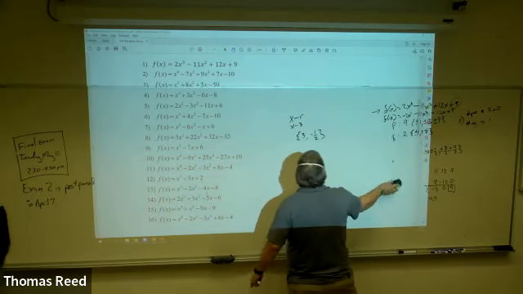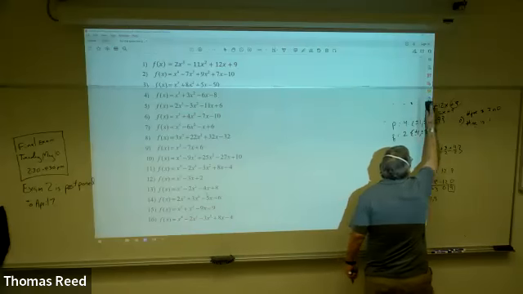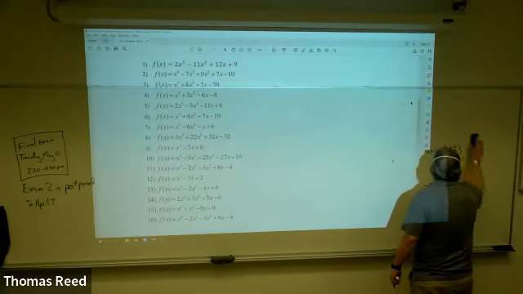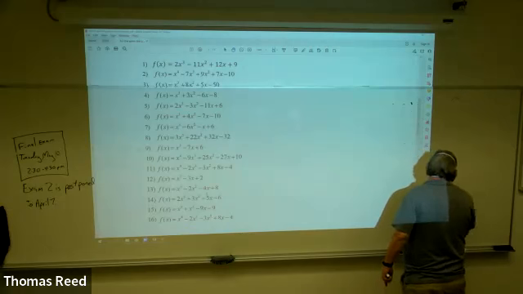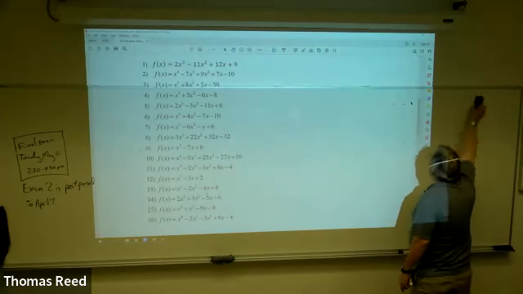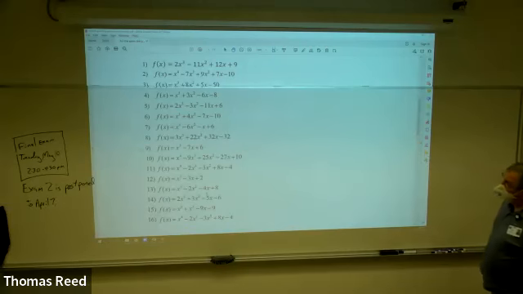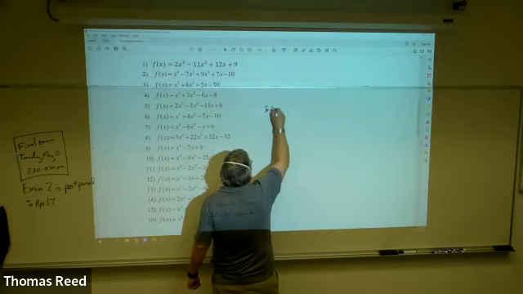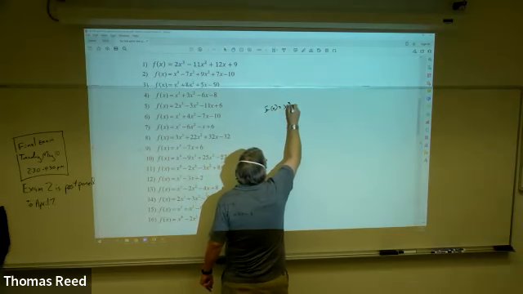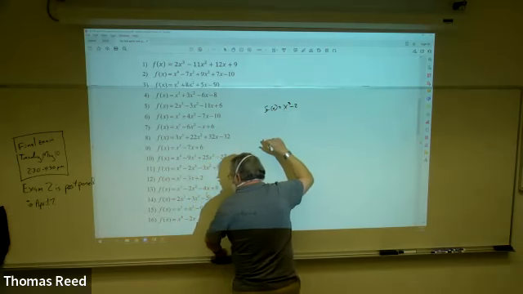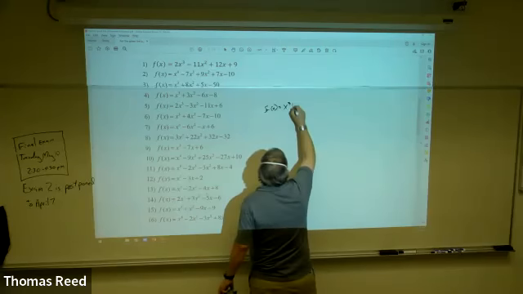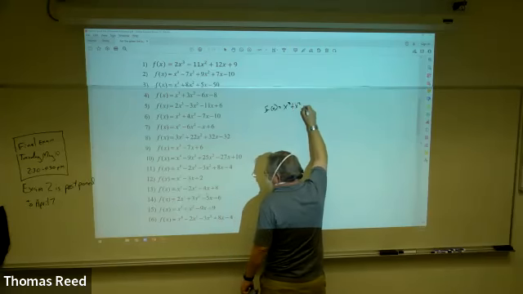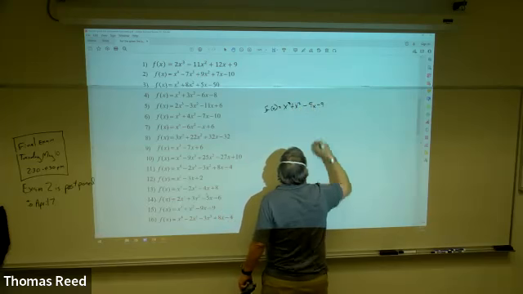So pick a problem. Do one more of these and then I'll move on. Number 15. Oh, that's a nice one. So we have f of x equals x to the third plus x squared minus 9x minus 5.